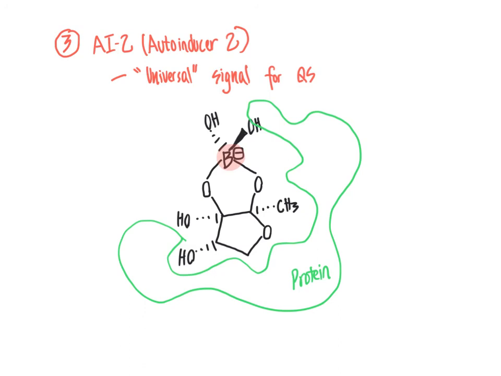So now that we have evaluated the three main classes of autoinducers, those being acyl homoserine lactones, modified peptides, and autoinducer 2, what we're going to do in the next video is look a bit more closely at how these molecules are assembled by bacteria, particularly looking at how acyl homoserine lactones and modified peptides are produced by bacteria. So stay tuned for that.